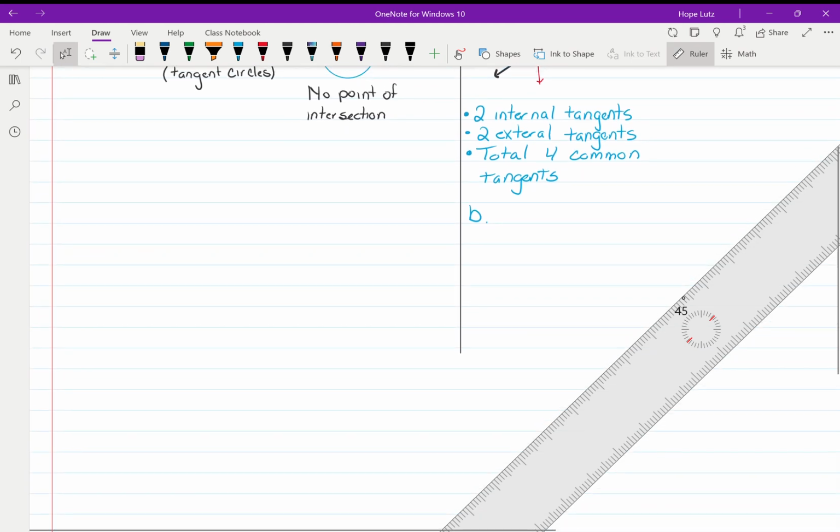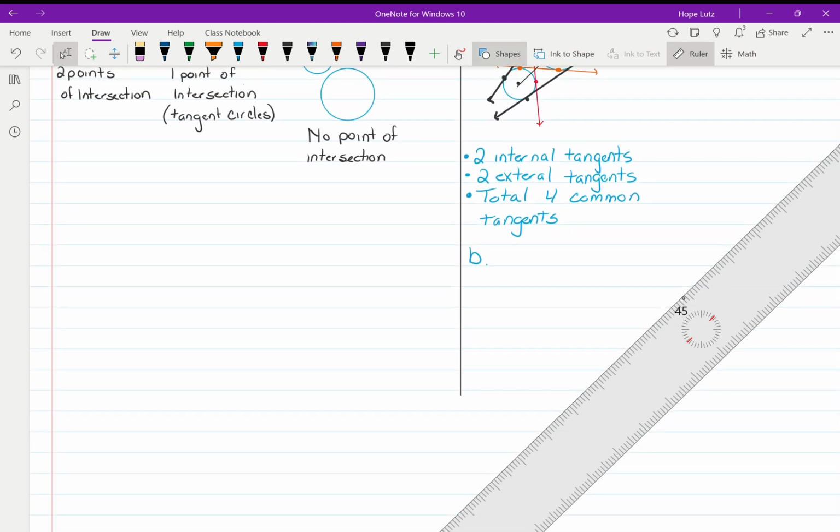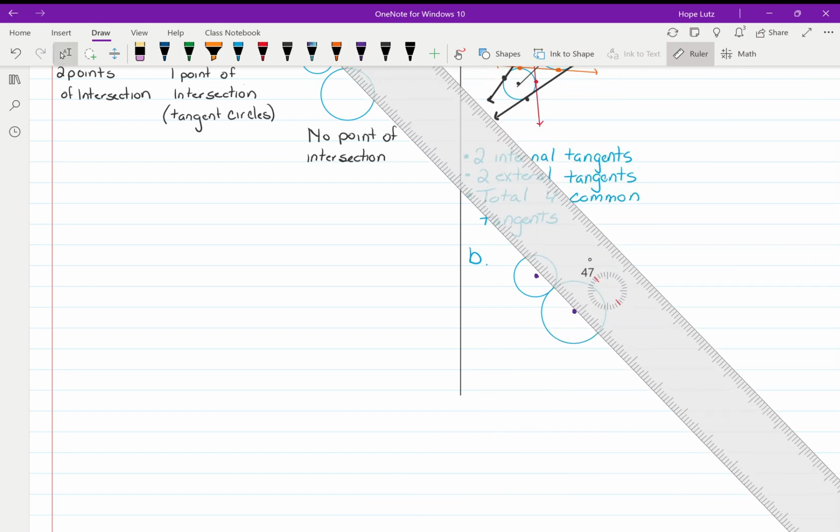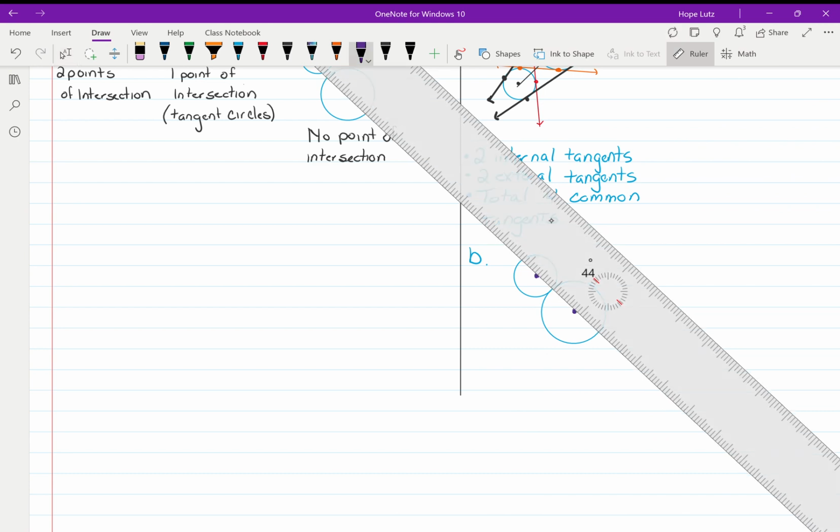So actually I'm going to move this up just a tad. Move my ruler. So this one I'm going to draw 2 circles. Draw another one. And then I'm going to draw my center points as close as possible. And then I'm just going to connect them so you can see them.